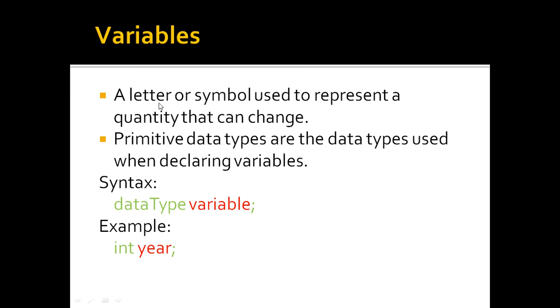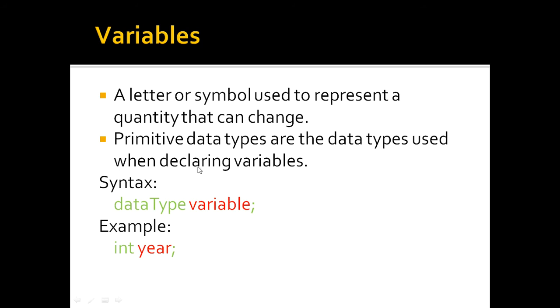So while declaring variables, we have some rules: it must start with a letter. It must not be a numeric value, and it's a varying quantity. Variables are a varying quantity, so only we use the term variables. So here we have a syntax: data type, followed by variable name. So here integer is a primitive data type used in our example, and year is the variable name.